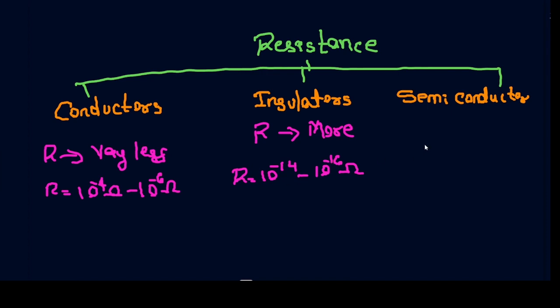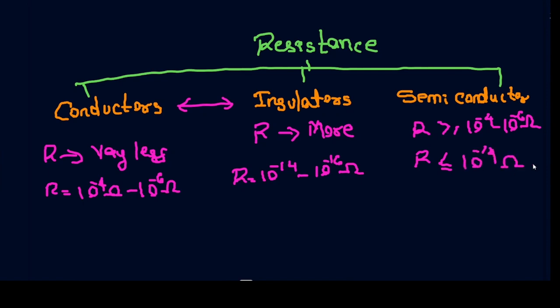Okay, now what about semiconductors? Semiconductors are an intermediate state between insulators and electric conductors. Their resistivity is more than the conductors' resistivity and less than the insulators' resistivity. I hope you got it. So its resistance is greater than 10 to the power of minus 4 to 10 to the power of minus 6 ohms, and its resistivity is less than 10 to the power of minus 14 ohms. Got it?